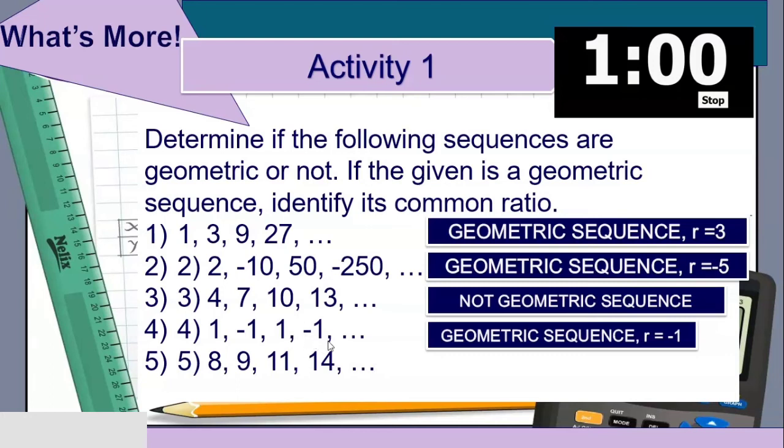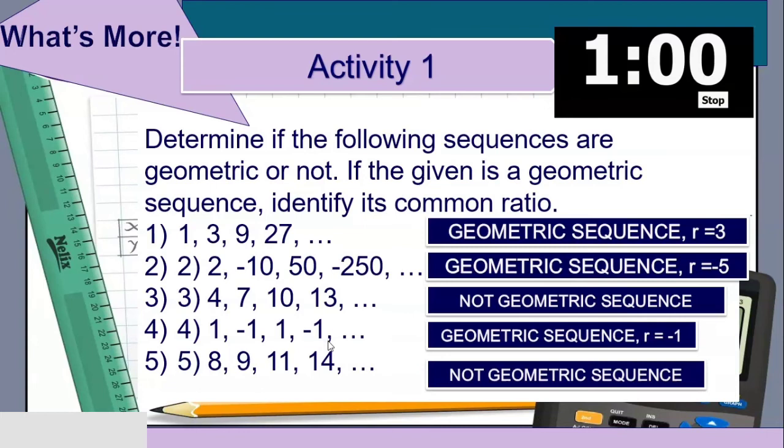And for the last item, that is not a geometric sequence, because if you divide the second term by the first term, there is no similar answer with this. If you also divide 11 by 9 and 14 by 11, it is not the same. So it is not a geometric sequence.